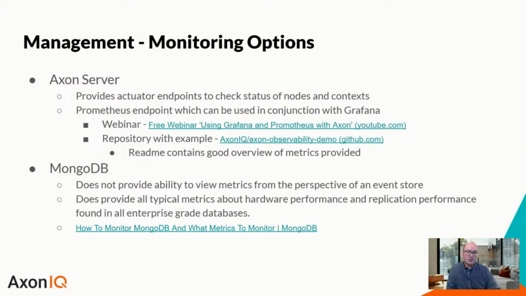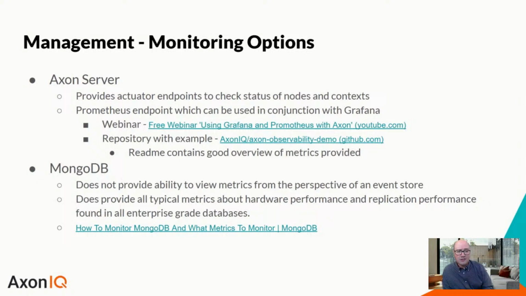So, some monitoring options. Axon Server provides actuator endpoints. This allows you to check the status of each node, the context, how they're doing, how many commands are pending, how many queries are pending. It lets you manage the flow of those commands being routed so that you're not overwhelming your command handlers or query handlers. Axon Server will buffer those for a period of time. There's also a Prometheus endpoint, which can be used in conjunction with Grafana, or it can be scraped and sent to whatever your monitoring tool of choice is.